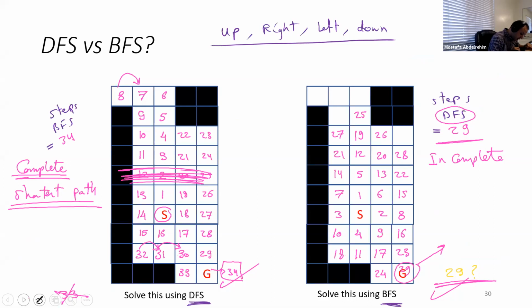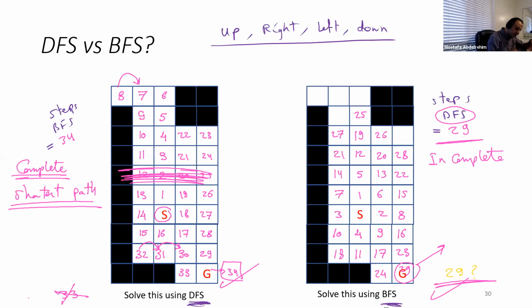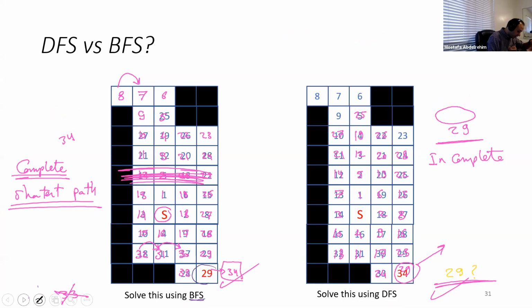So let's check the answers that we have. That's completely wrong. This is BFS. I'm sorry, but look, I switched them. In the first slide, DFS was here and breadth first search was here, but I just switched them. Depth is here and breadth is here.